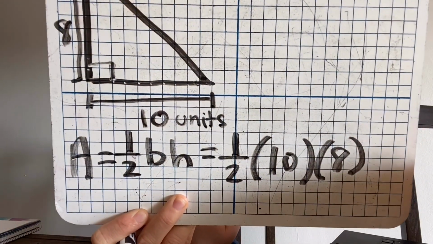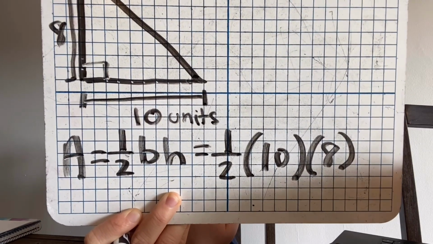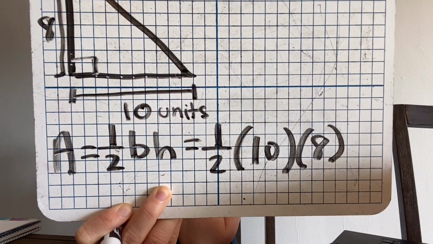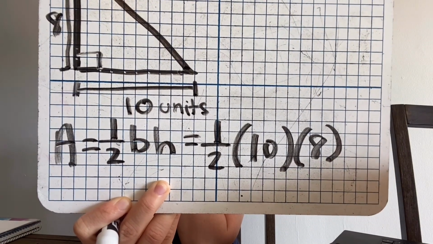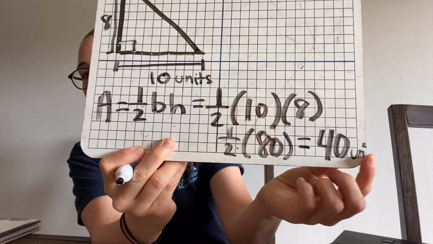From there, you can consider, do I want to take 1/2 of 10 first, or do I want to multiply the 8 and the 10 first? Since it's all multiplication and we know our commutative property, we can alternate those around. So if I say, okay, well, what is 8 times 10? That's 80. So I'll write 8 times 10 is 80, and then we can deal with that 1/2 afterwards. And so half of 80 is 40. And so we would say the area is 40 units squared.